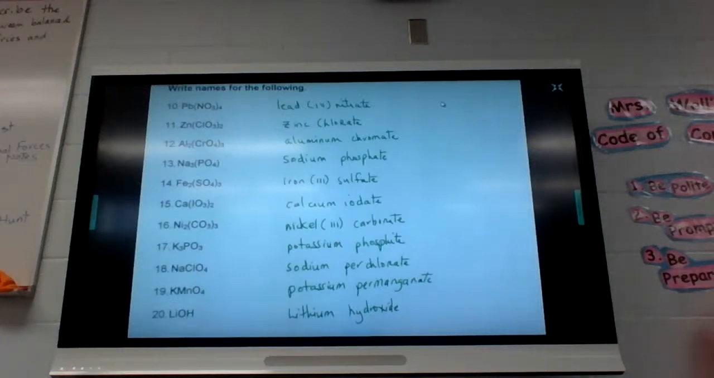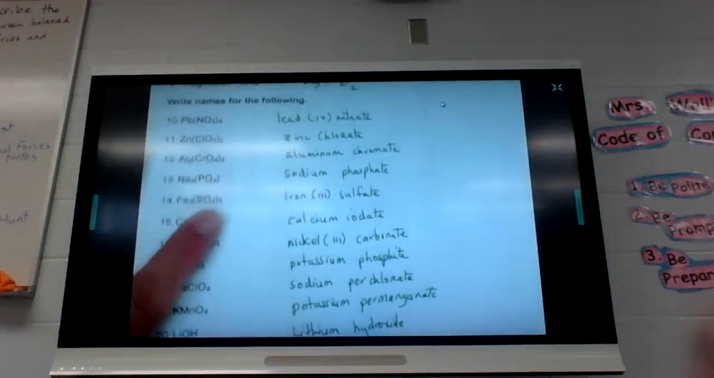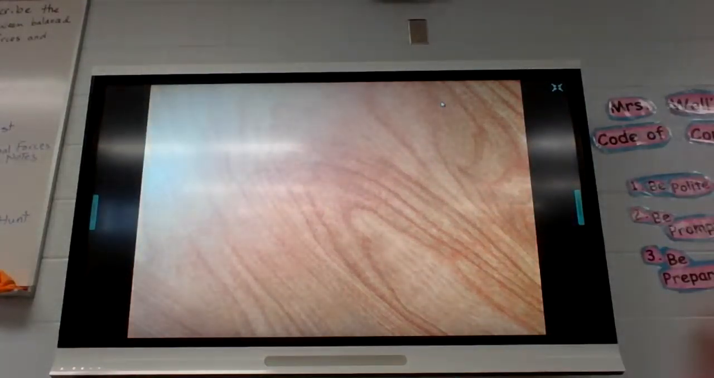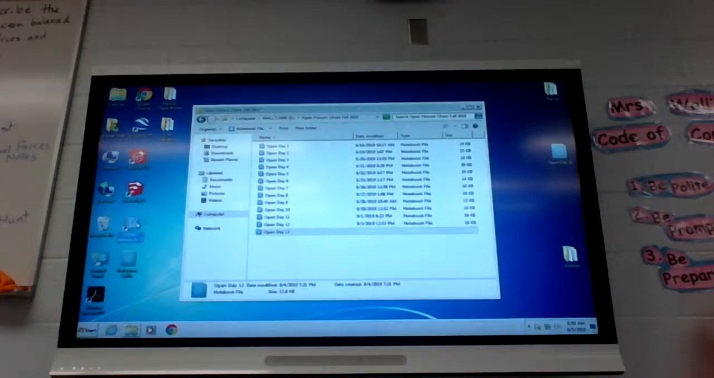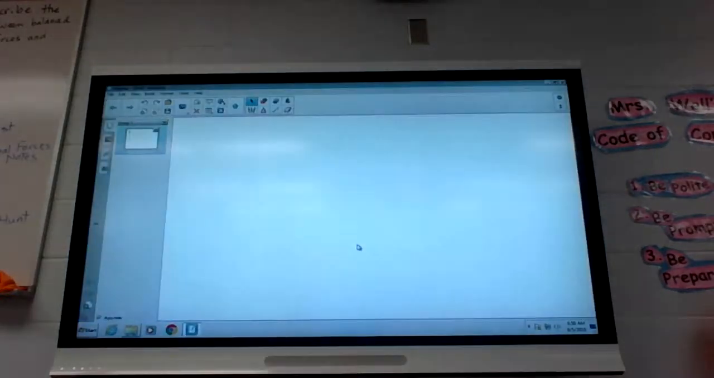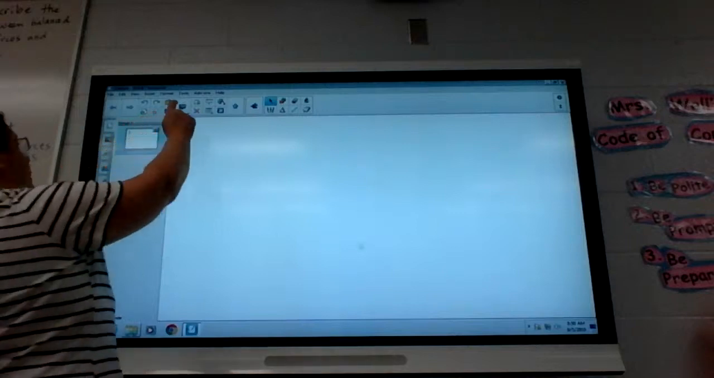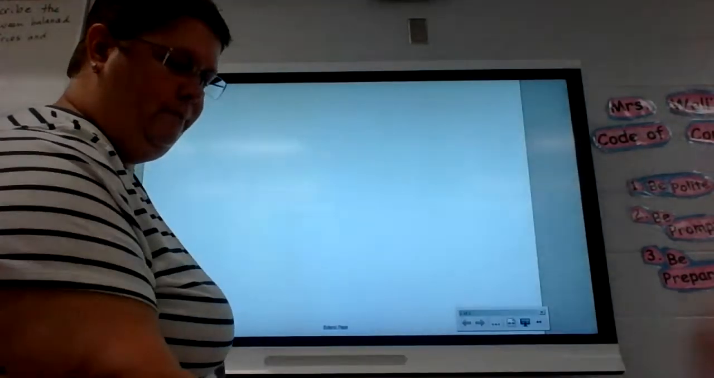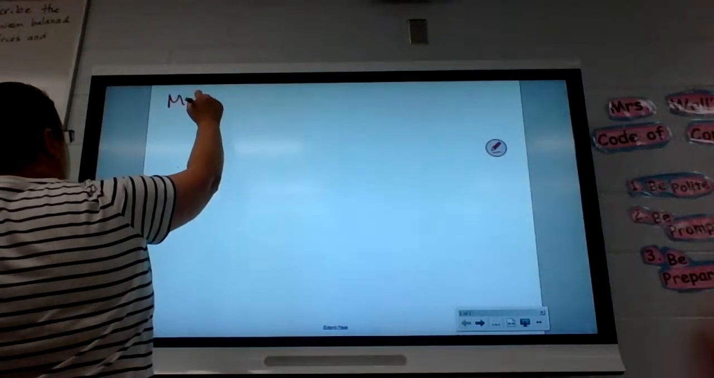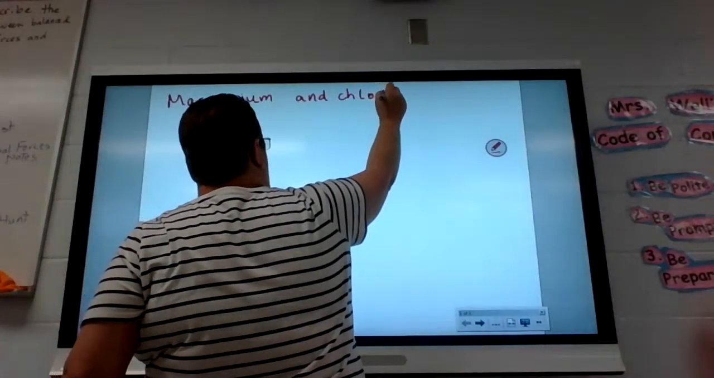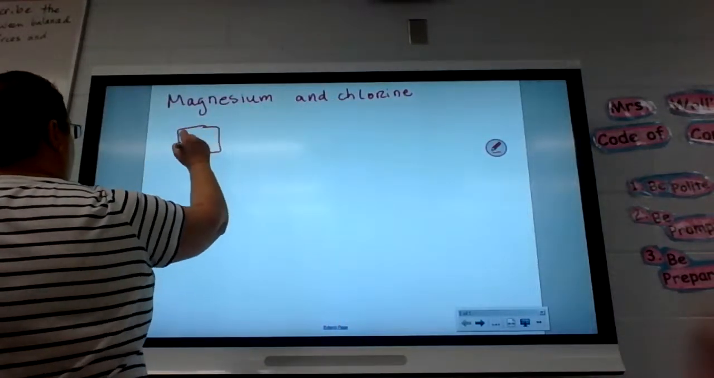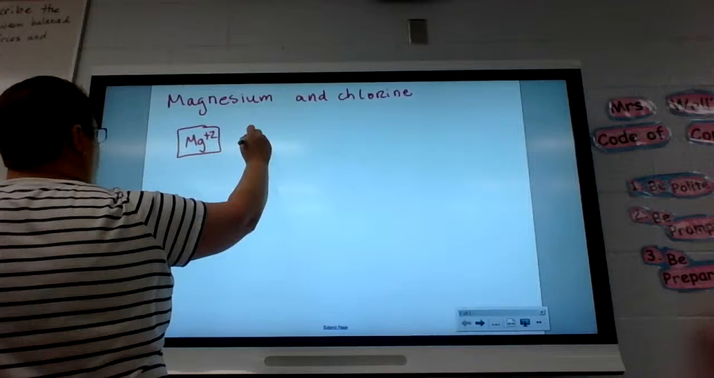So everybody has an example, and I'll leave it up here on the board so that if you need to refer to it, it's still there. I'll even be so kind as to let you come up and play if you need to toggle back and forth. The example we're going to use, I think I put magnesium and chlorine at the bottom. So you're going to make the compound with magnesium and chlorine. You would cut out a magnesium square and a chlorine square.